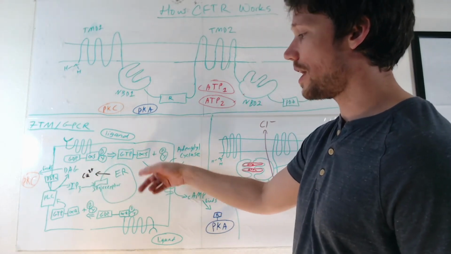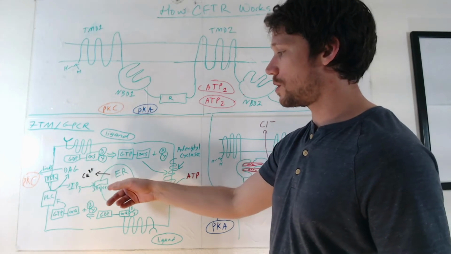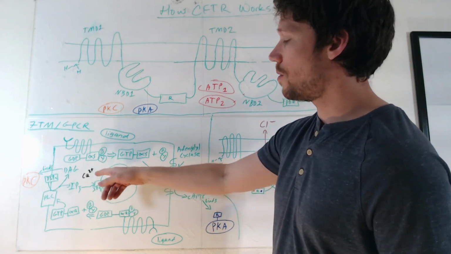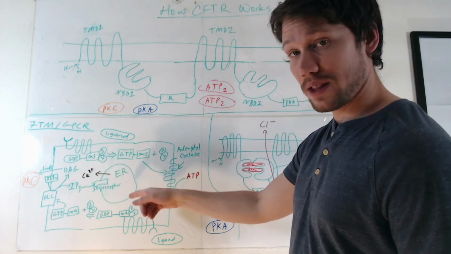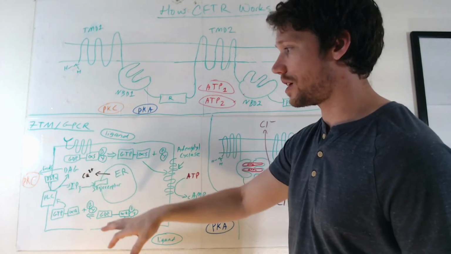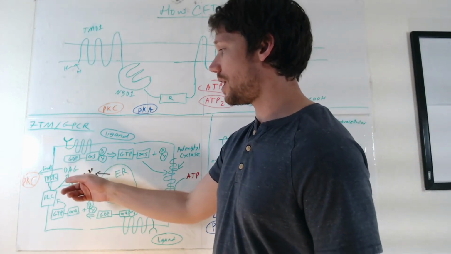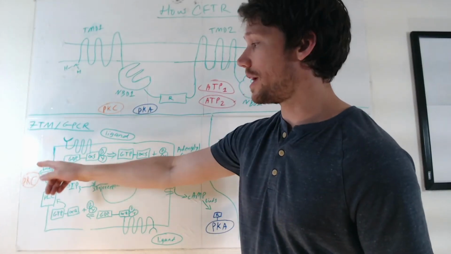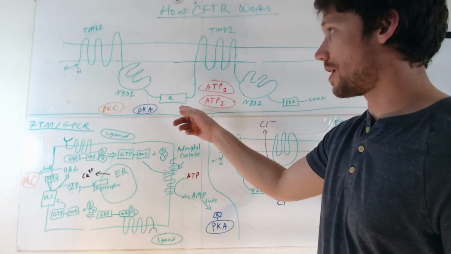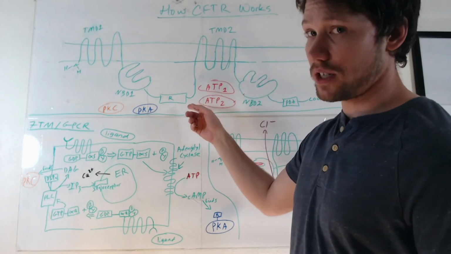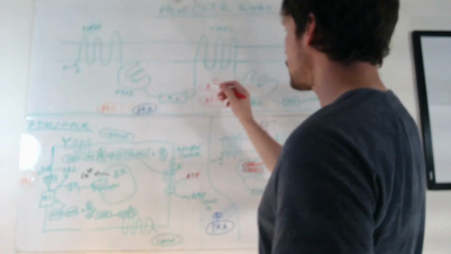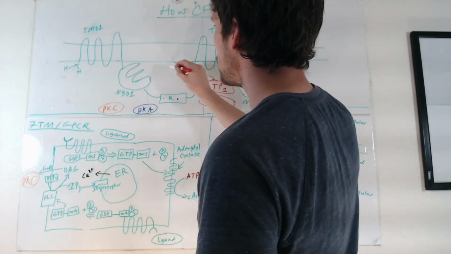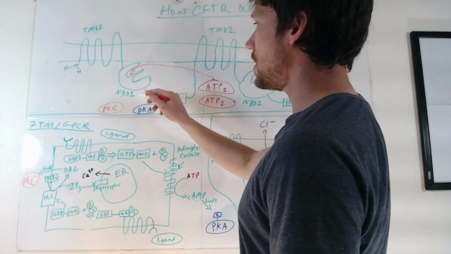IP3 moves over to the endoplasmic reticulum, and it moves over to an IP3 receptor, activates it, which allows calcium within the ER to be moved out into the intracellular environment. DAG then moves over and binds to PKC, allowing it to be activated and phosphorylate the regulatory domain on CFTR. Once those are phosphorylated, it's going to allow a single ATP to bind to one of the active sites on NBD1.